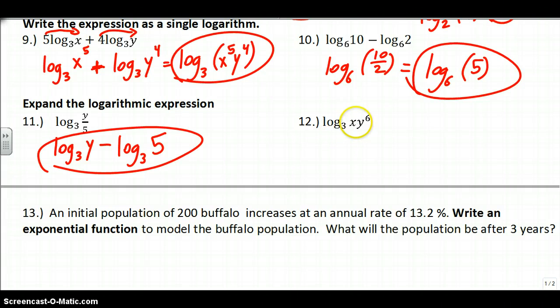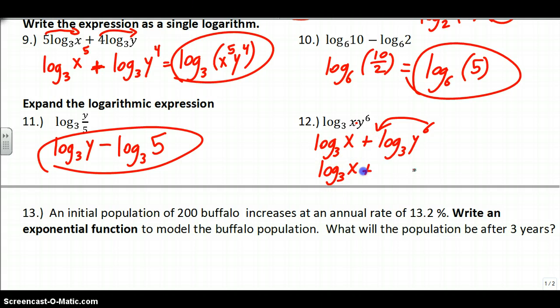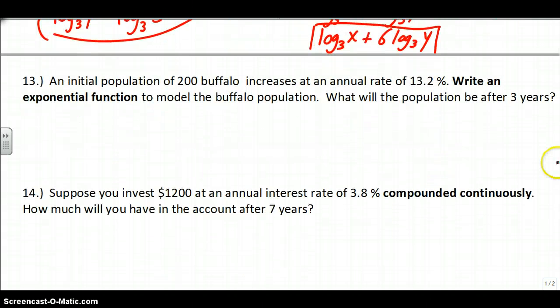This one's multiplication, so that'll be addition. Log base 3 of y to the 6. And this time I notice the x has no power, but the y does, so the 6 has to come out front. So it'll be log base 3 of x plus 6 log base 3 of y. And there's that. Easy enough.